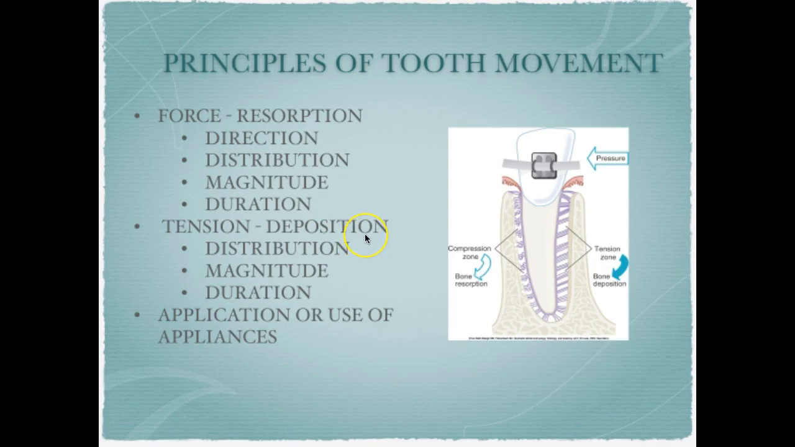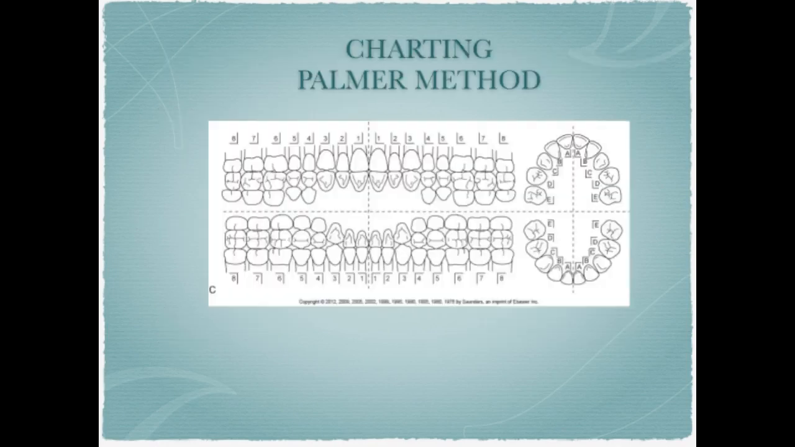Then tension is really important to hold those teeth in place so that there's deposition, so that the osteoblasts will build bone in the area. Remember, osteoclasts cause resorption. So again, we have the distribution, how many teeth are involved, the magnitude, how much tension, and how long. And tooth movement is initiated by the application or use of dental appliances.